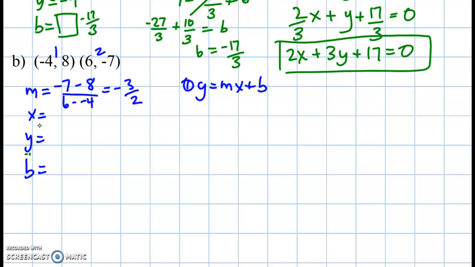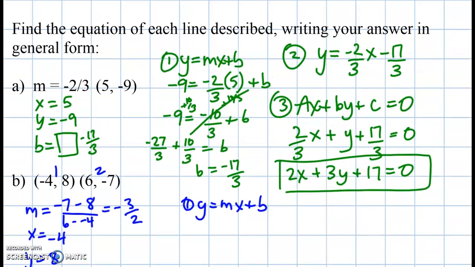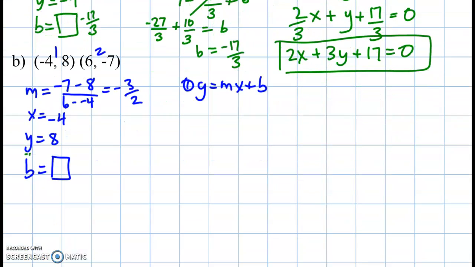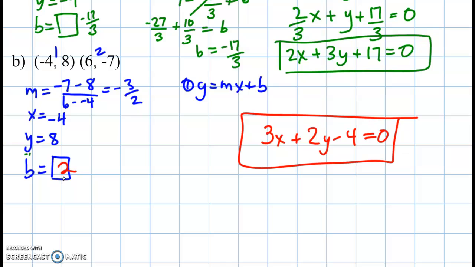You pick x and y. Either of the points will work. Let's pick the first point. X is -4, y is 8. You need to find b. Now, it's the exact same steps as above. We find b, and we stick them in, and we put them in general form. I will leave you to pause it and do that work. After the work, you find that b is 2. You plug that all in and put it in general form, and there is your final answer.